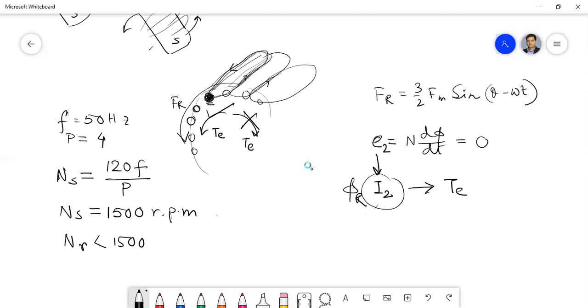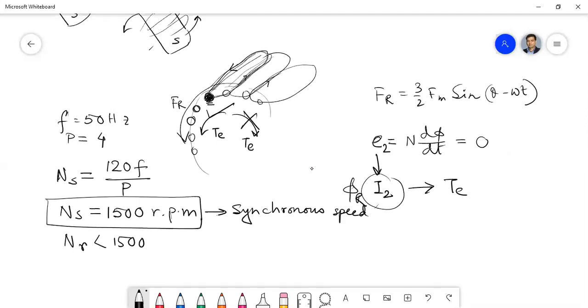Okay, so the speed of the rotating magnetic field is called the synchronous speed, which is determined by this formula. And an induction motor will always rotate at some subsynchronous speed. That is, less than synchronous speed.